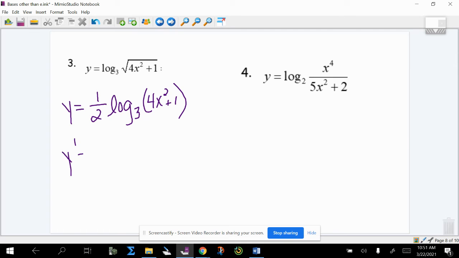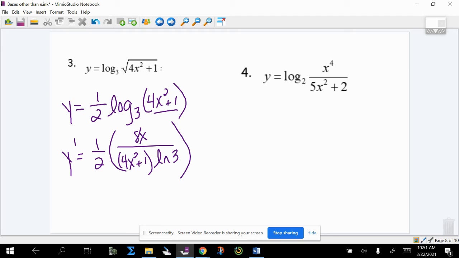And then my derivative, I'm still going to keep the 1/2, and if you want, you can just put everything else in parentheses. You're going to take the derivative of 4x squared plus 1, which is 8x, over 4x squared plus 1 times the natural log of my base number, which in this case is base 3. You can simplify if you want. You can take half of 8x, or you can just leave it.